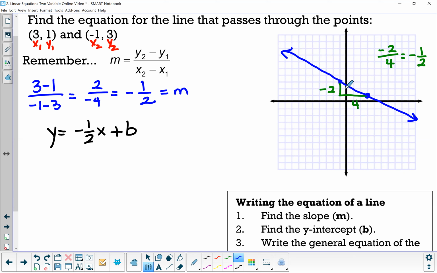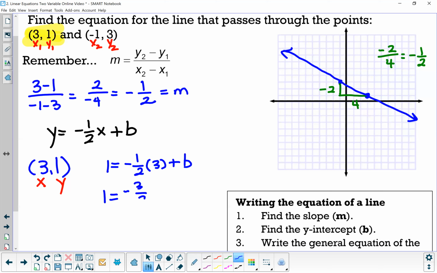All right, so pick a point. I am going to use the point (3, 1). All right, 3 is x, 1 is y. So we plug in 1 equals -1/2 times 3 plus b. So we get 1 equals -3/2 plus b.